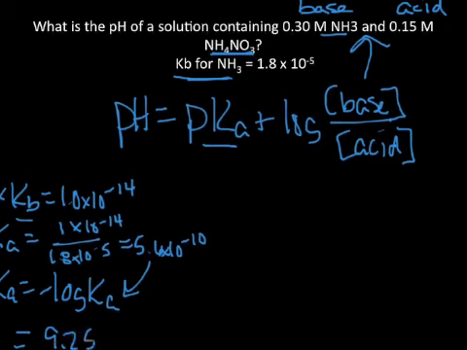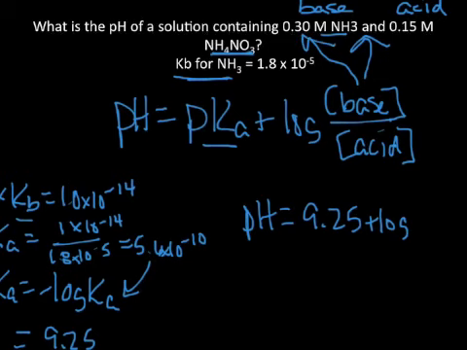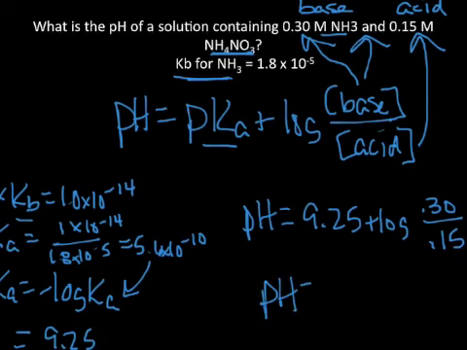So I'm going to go back to my equation. pH equals pKa, which I just solved for, 9.25, plus log base over acid. Base comes from here, so 0.30 molar. When you plug into this equation, these have to be in molar concentration. So 0.30 was my base, and my acid was up here, 0.15. Then I work through that, and my pH comes out to be 9.56.